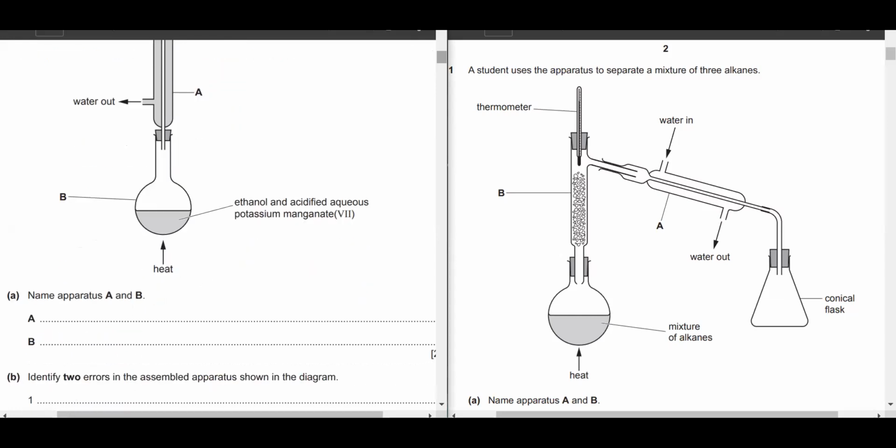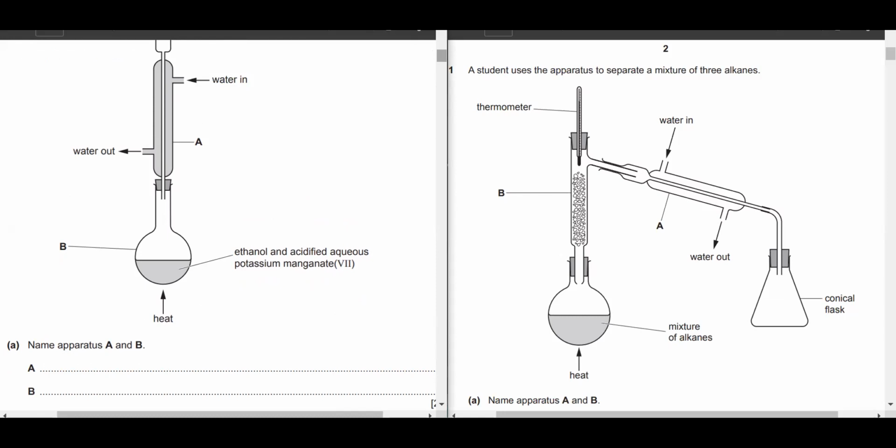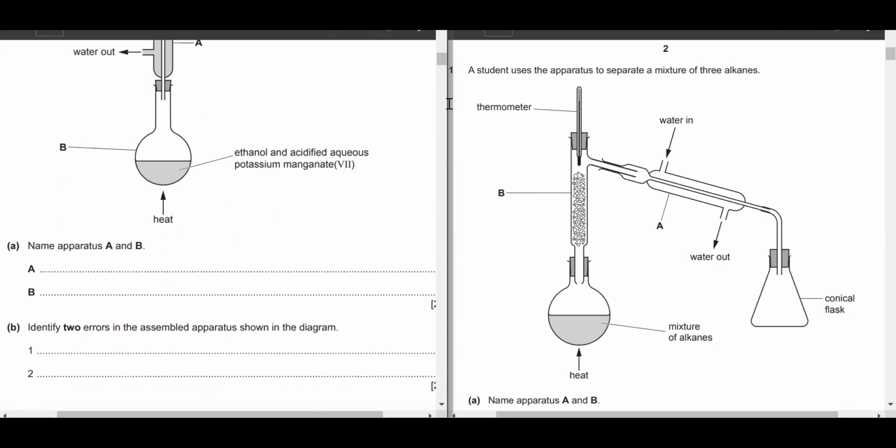Now, name the apparatus A. I'm talking about the question in the A part. So A is basically your condenser, which we'll name as the reflux condenser, and B is basically my round bottom flask, or I can also call it a distillation flask. Okay, now going further down, let's see what else.